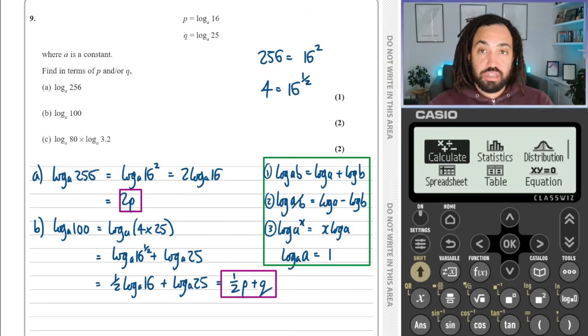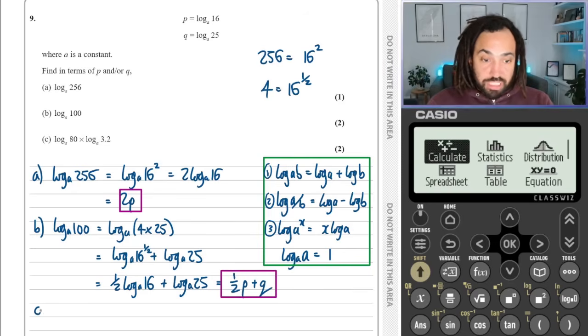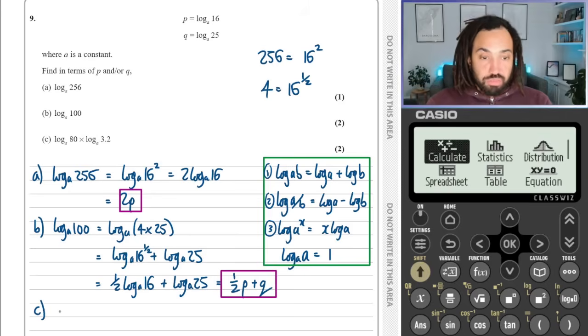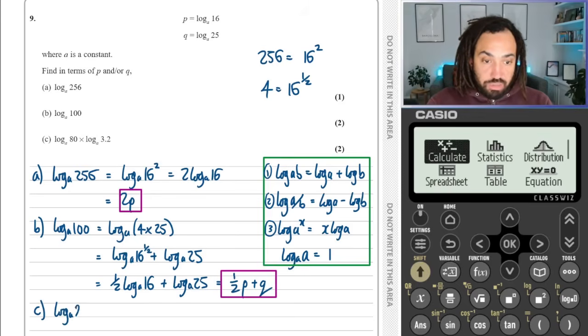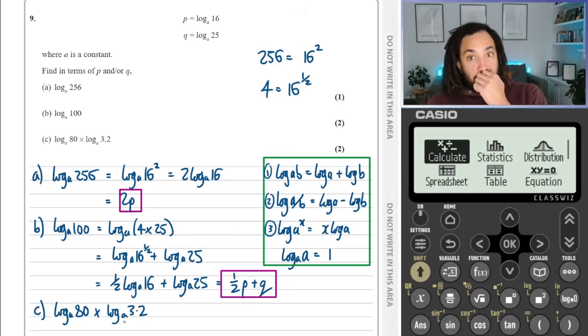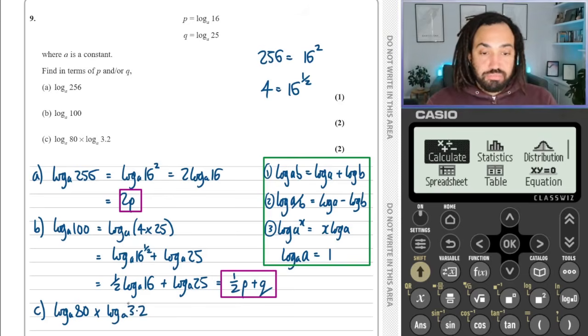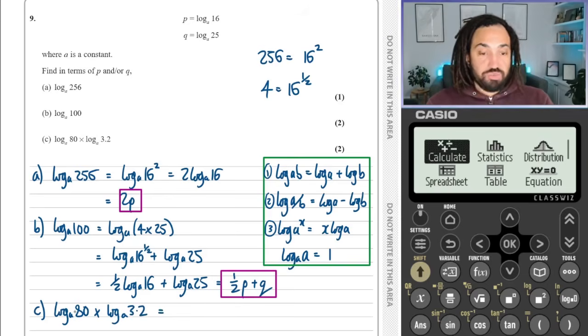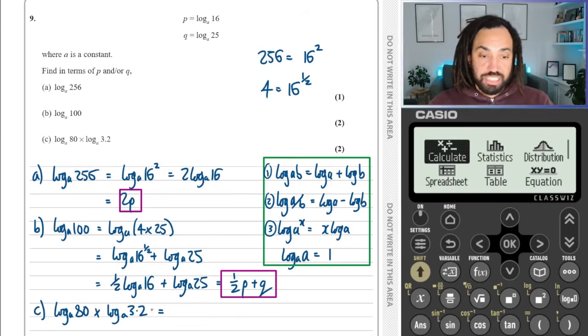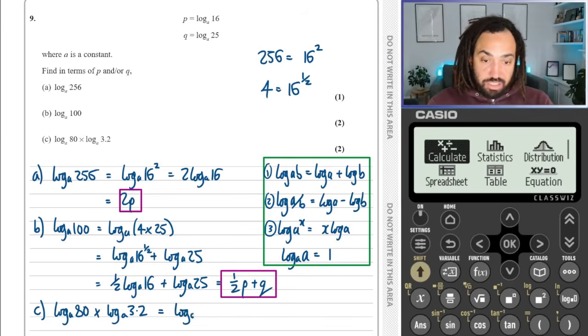Okay, and then on to part C. Wow, this one looks a lot trickier. So log A of 80 multiplied by log A of 3.2. Okay, so first thing we can do is rewrite it as, again, factors. So 80 has a factor of 16, because 80 is 5 times 16. So we can say log A of 5 times 16.